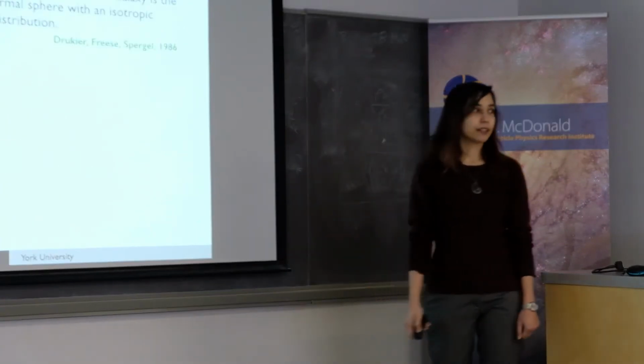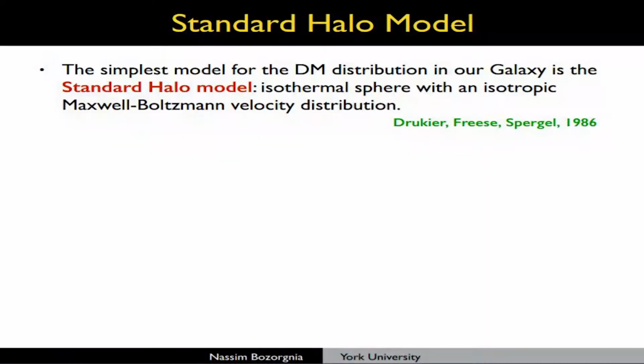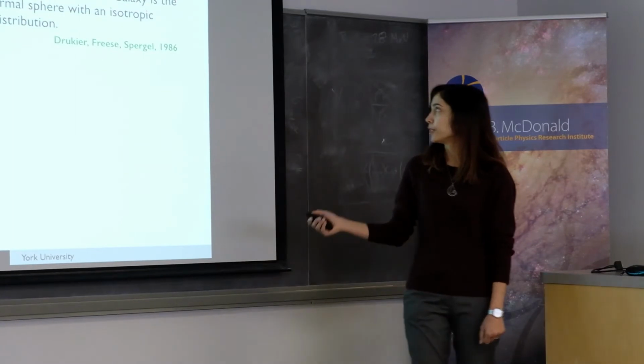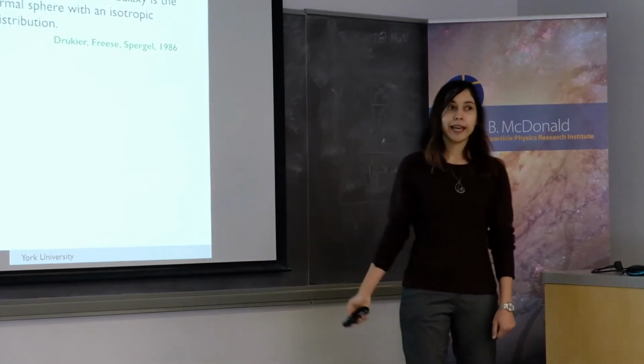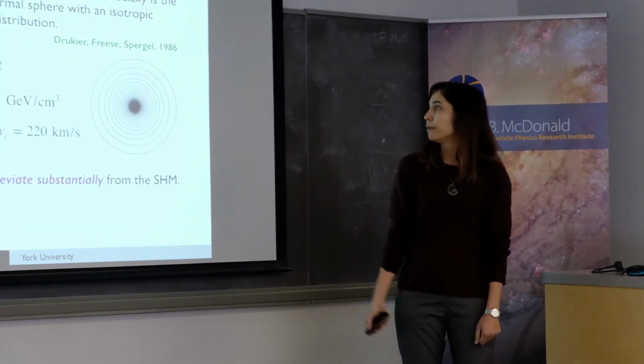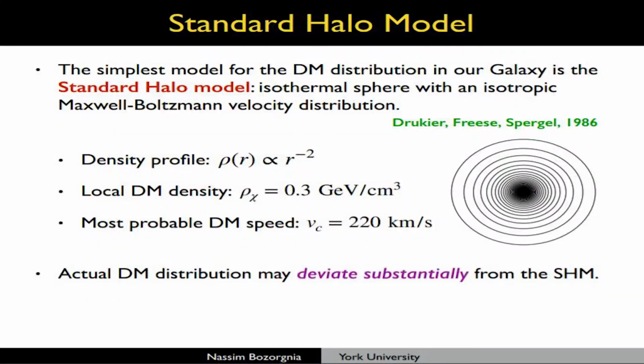So what is the standard halo model? It is really the simplest model that is usually assumed for the dark matter distribution in our galaxy. And the assumption is that the dark matter is distributed in an isothermal sphere. And this leads to a velocity distribution, which is an isotropic Maxwell-Boltzmann distribution. So this was introduced in the 80s. And the density profile goes as 1 over r squared, so it gives us flat rotation curves at large radii.